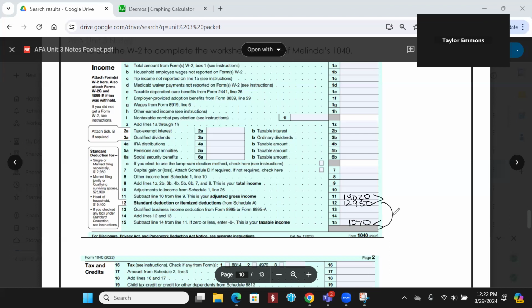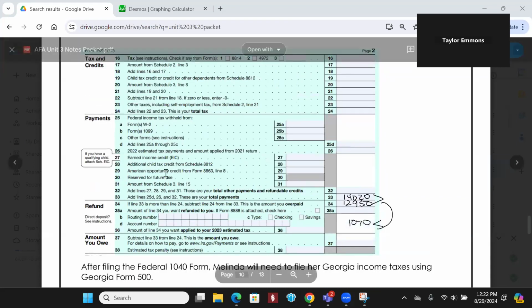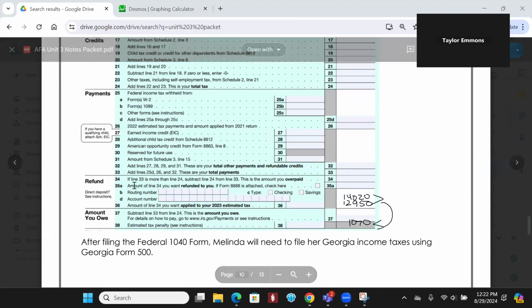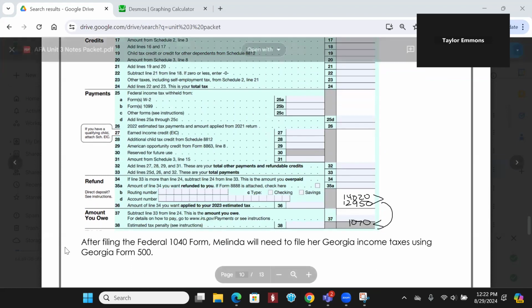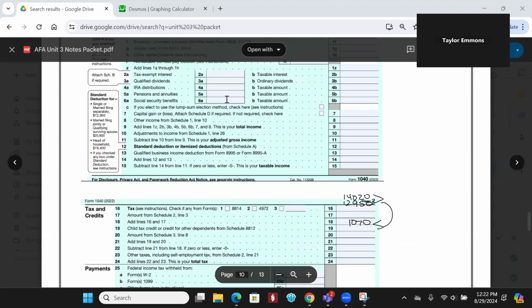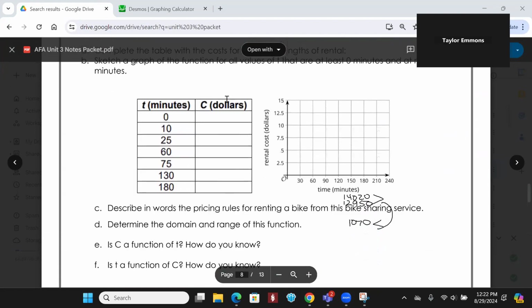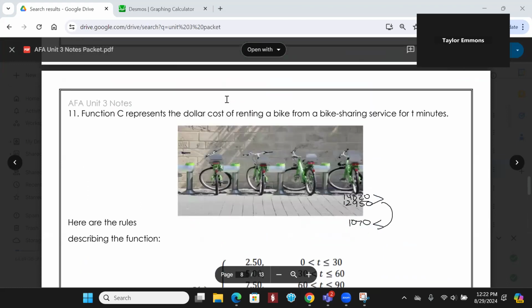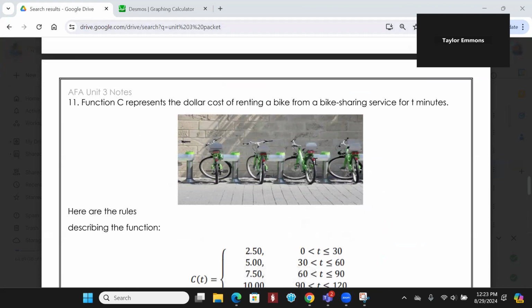All right, we're gonna put a pause on this because I think I just hit you with overload. On the next page is where you start talking about tax and credit, and then we start talking about payments and refunds and the amount you actually owe at the end of all of this. So we're gonna put a pause on this, or come back to it tomorrow. Go ahead and jump back to this question, function C, number 11, because I think we need a little bit more practice on piecewise before tomorrow.